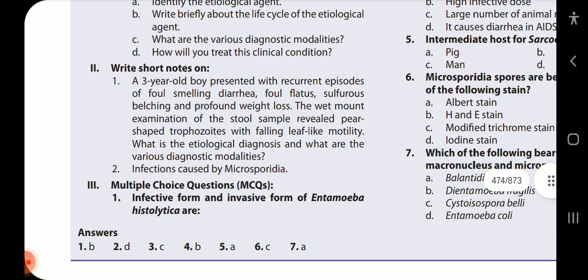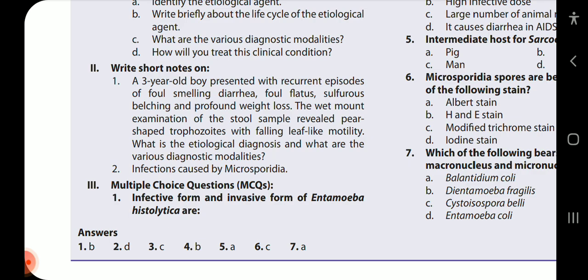Now, short note on a 3-year-old boy presented with recurrent episodes of foul smelling diarrhea, foul flatus, sulfurous belching, and profound weight loss. Wet mount examination of the stool sample revealed pear-shaped trophozoites with falling leaf-like motility. What is the etiological diagnosis and what are the diagnostic modalities? So, falling leaf-like motility is in Giardia. So, this is a case of Giardia lamblia infection. Okay, so we can write the diagnostic modalities and all. Next is infection caused by Microsporidia. We can write the table that we are studying right now.